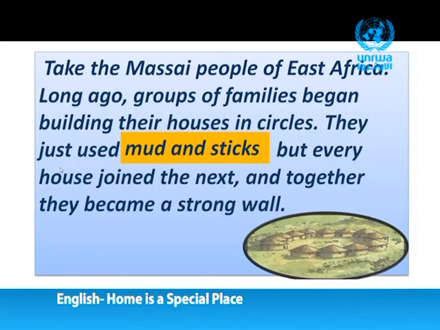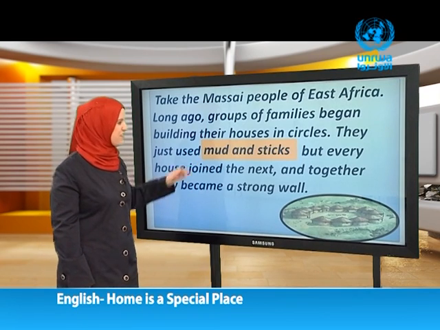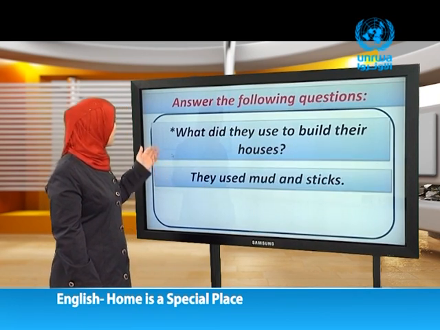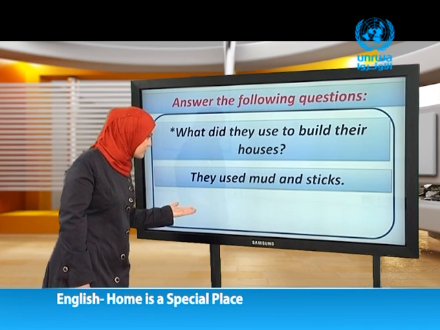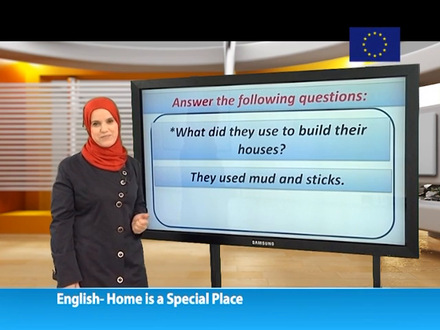Take the Maasai people of East Africa. Long ago, groups of families began building their houses in a circle. They just use mud and sticks. This is the answer. So, what did they use to build their houses? They used mud and sticks.